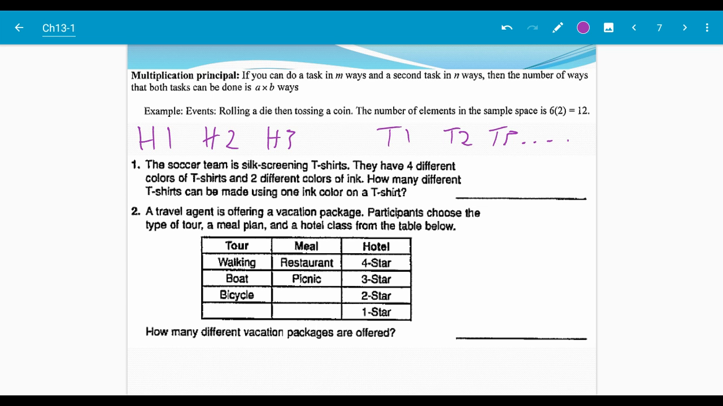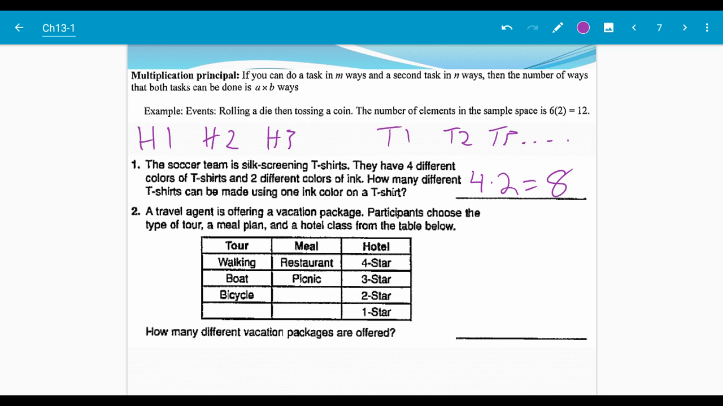So that leads us into a couple of example problems here, and these are pretty easy. The soccer team is silk screening t-shirts. They have 4 different colors of t-shirts and 2 different colors of ink. How many different t-shirts can be made using 1 ink color and 1 t-shirt? Okay. So this is as easy as 4 shirts times 2 inks. We have 8 different possibilities, thanks to that counting principle.